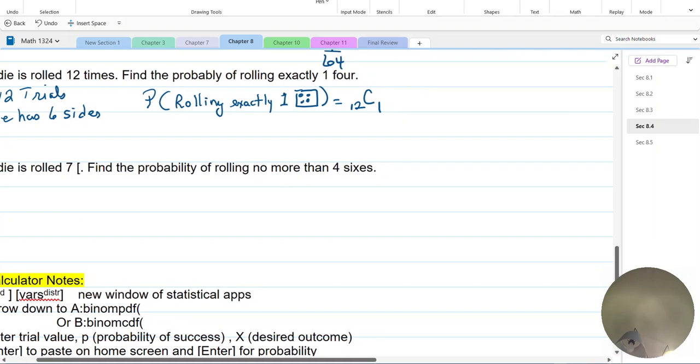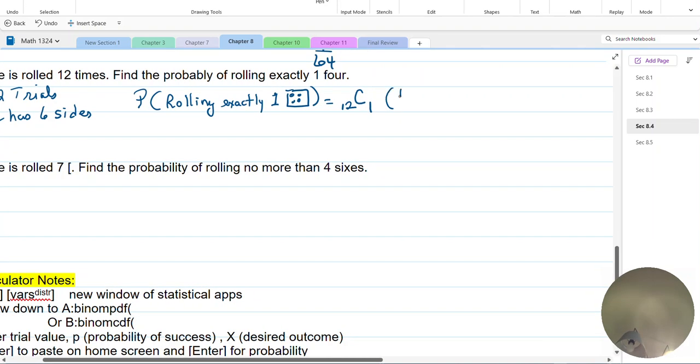Well, we know that it is 1/6 to get a 4. And we only want it to the 1. And now we have 5/6 times not to get a 4. And that is 11.